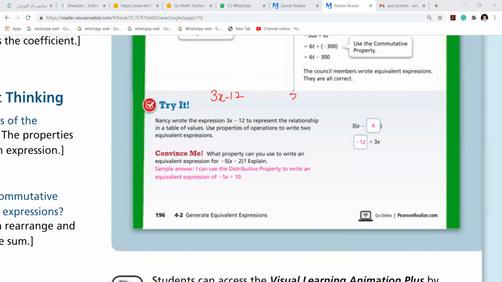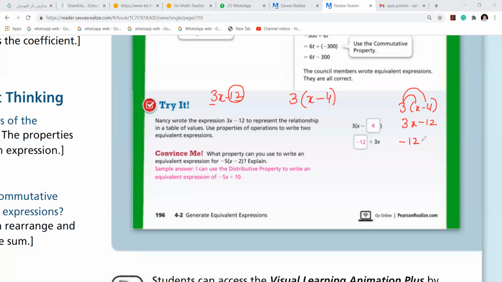Again, you will take 3 common from both the numbers, 3 and 12. I'll start the bracket. I'll write x, because 3 times x is 3x. 3 times what is 12, girls? 4. So I write 4 here. If I open this, I get the same expression, 3x minus 12. See? If I open, I multiply 3 with x and 3 with 4, so I get the same thing. You can write it this way.